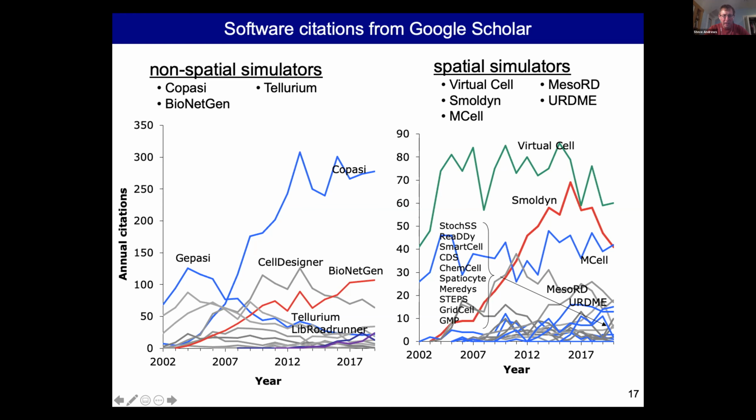In the spatial world, there are a lot lower numbers of citations per year, but VirtualCell, Smoldyn, and MCell are widely used. Then MesoRD, URDME, or Lattice Microbes, whatever. There are a whole lot of things with presentations. So this is not that big a deal, but it's kind of fun to see what people cite.